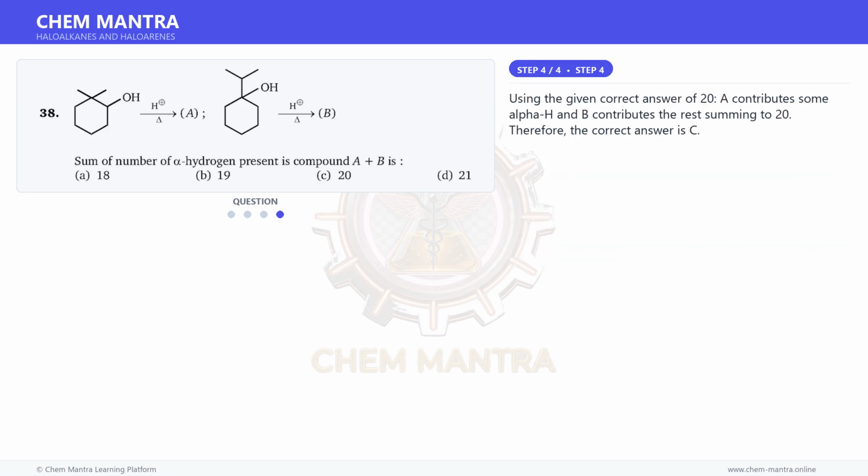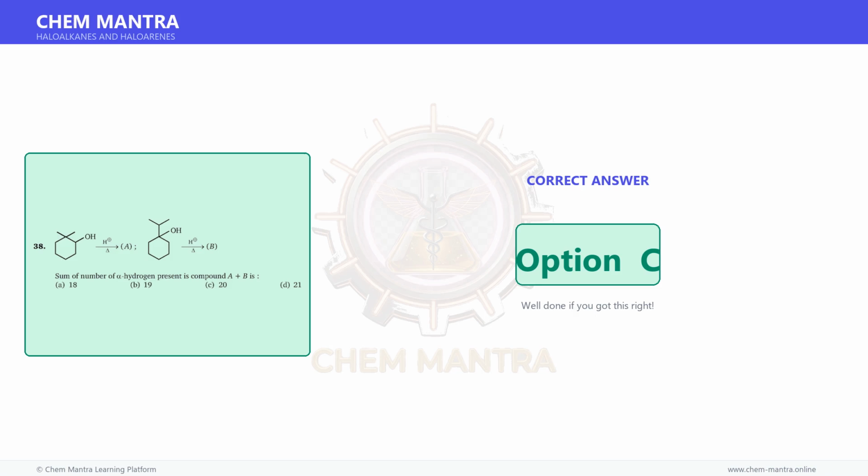And for the final step. Using the given correct answer of 20, A contributes some alpha H and B contributes the rest, summing to 20. Therefore, the correct answer is option C.